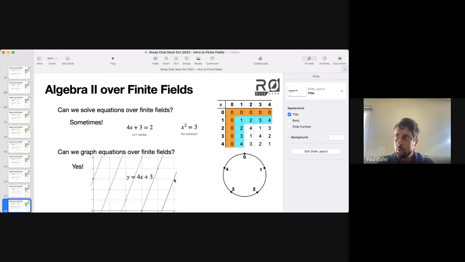So equations in regular life, we graph on a flat plane. Equations on a finite field are sort of looped around with respect to the x-axis and looped around with respect to the y-axis. But we can still ask the same sorts of questions we usually can. We can ask, does it cross the x-axis? Does it have roots?